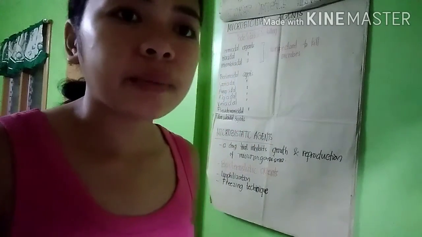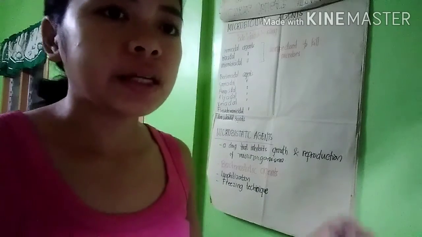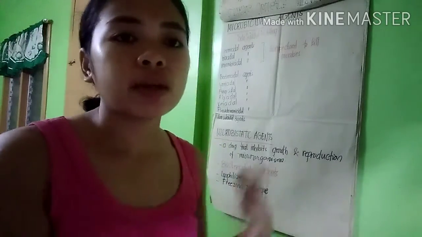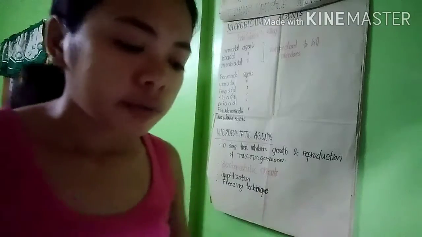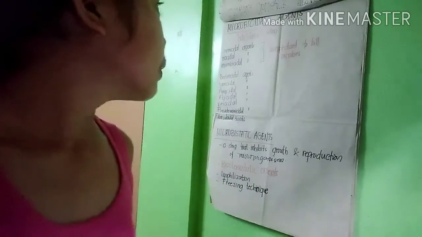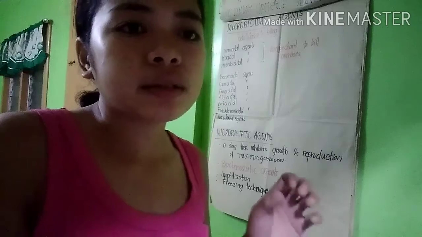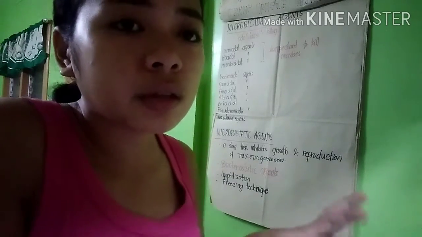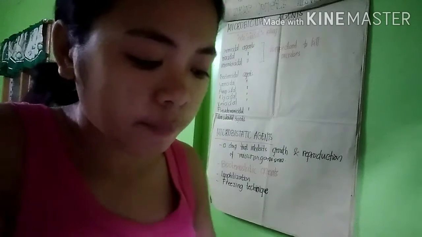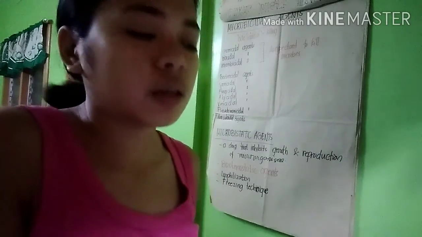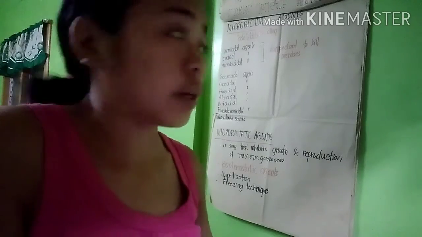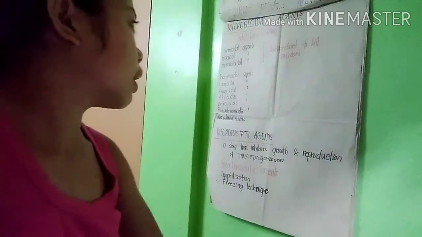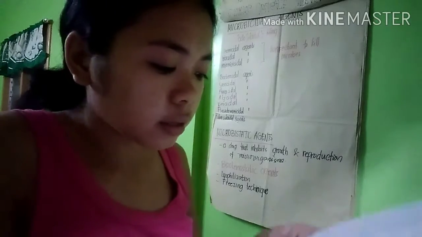So the next is the microbicidal agent. Microbicidal means killing. These are types of agents used to kill microbes, for example germicidal agents, biocidal agents, and microbicidal agents. They are disinfectants used to kill microorganisms. Okay, the next is bactericidal agent.